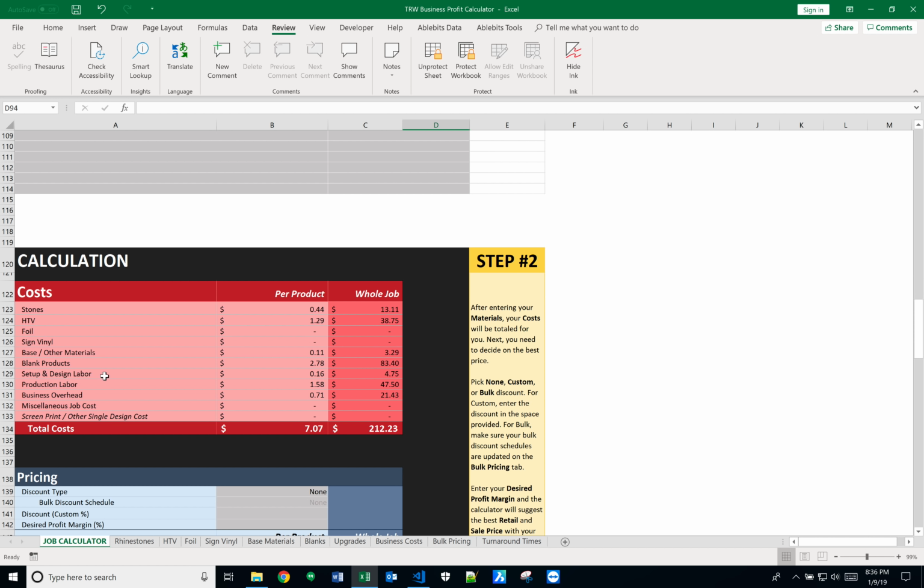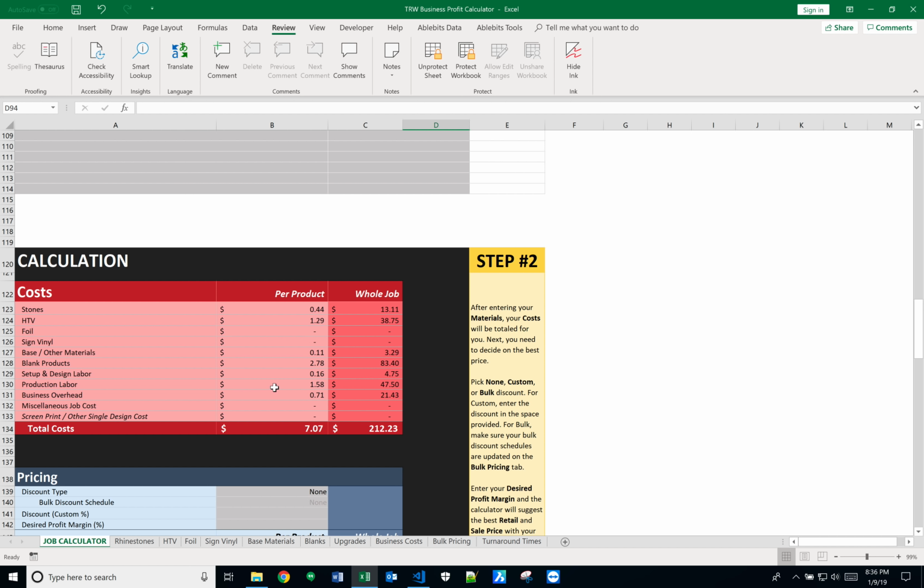So remember, setup and design labor, and it ended up being 30 minutes. Okay, for the whole job, it was 30 minutes, right? We're not doing it per product 30 minutes. It's one time we're setting it up. And so it's saying, based on your wage that you put in your business cost sheet, for that 30 minutes for the whole job, it cost you $4.75. And if we were to divide that out among 30 products, right, because there's going to be 30 shirts, it ends up being 16 cents that we're spending on setup and design per shirt.